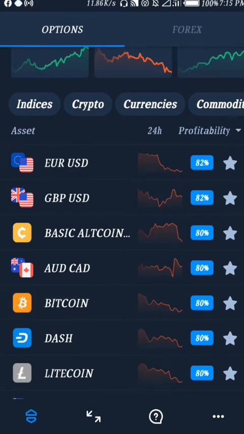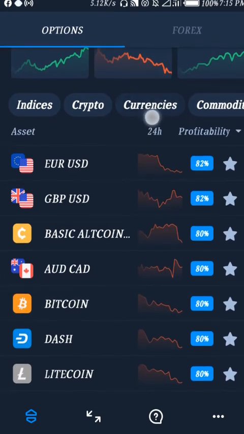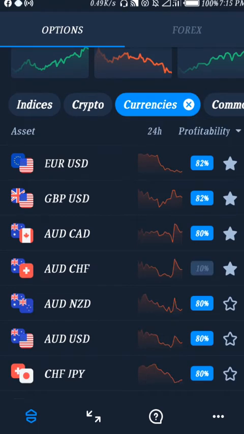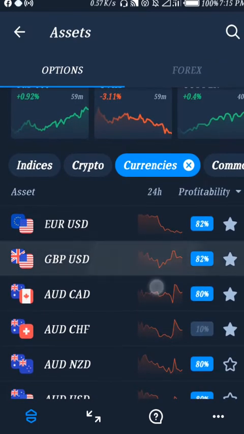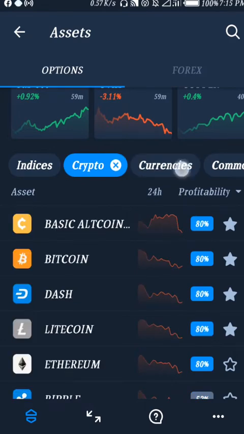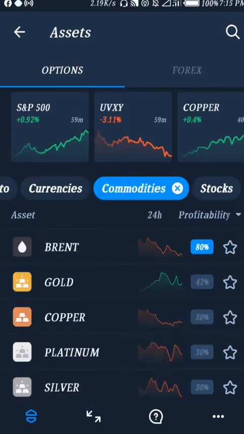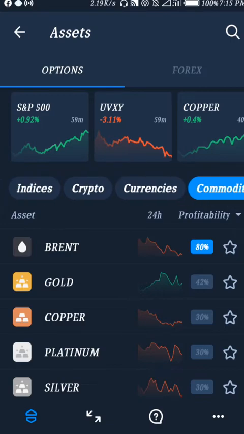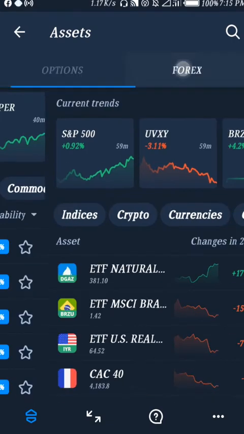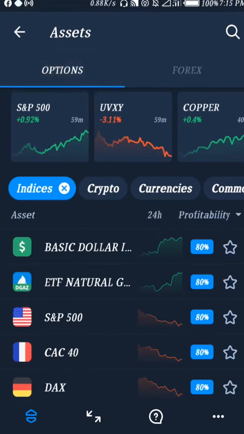So if you just want to focus on trading currency alone, you tap on currencies and it's going to bring you straight to this place, right? And if it's cryptocurrency you want to do, you tap on cryptocurrency. And if it's commodities, you can. So they have different options for you to trade. And if it's forex trading you want to do, but we are not into forex, okay, what we are doing is just binary option trading.